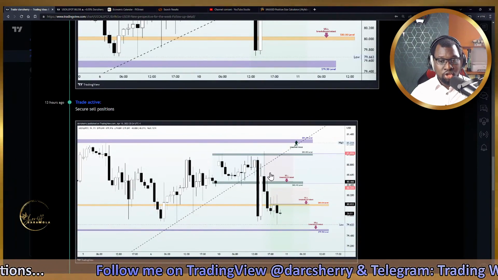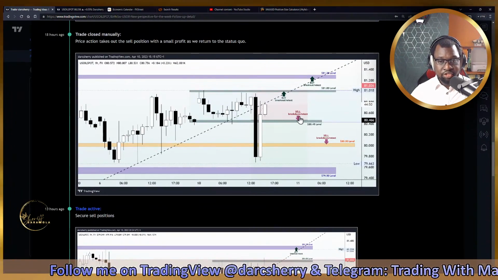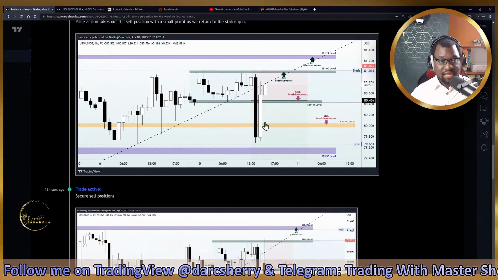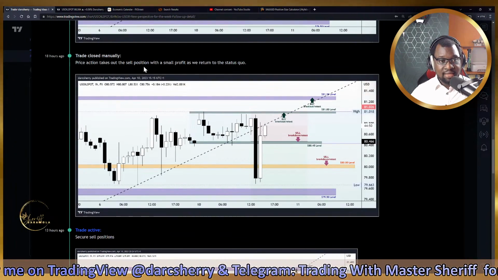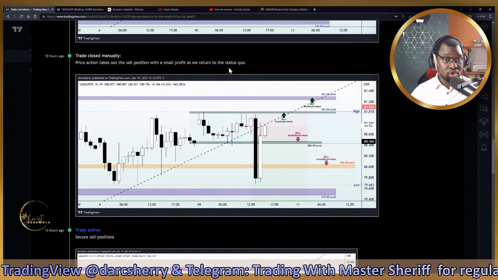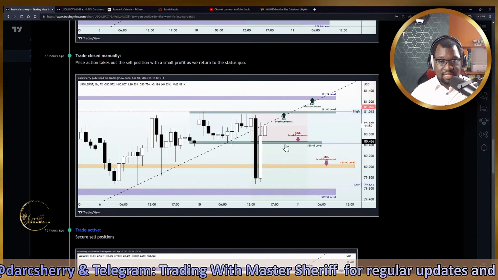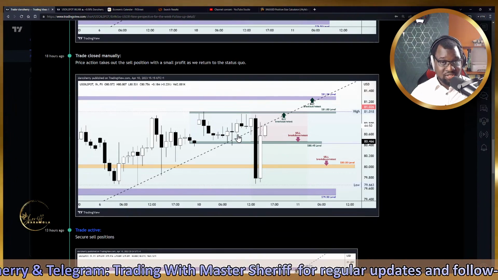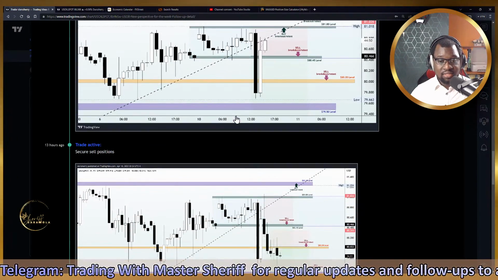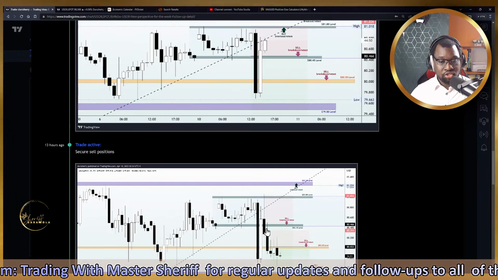Then I told us all that we should be having an entry back at the $80.45 level with the hope, because I said position with a small profit as we return to the status quo. That means we return back to where we have started. So with a sell stop order below the $80.45 level the second time, we had the sell position triggered here.